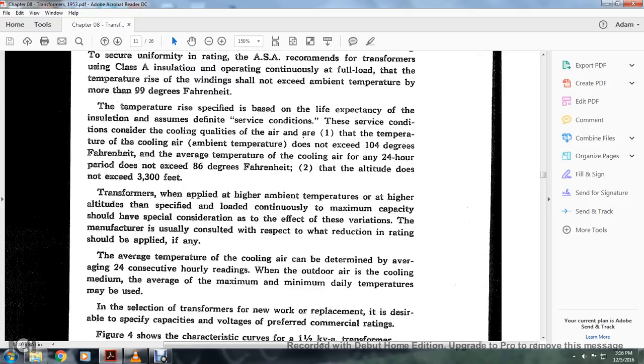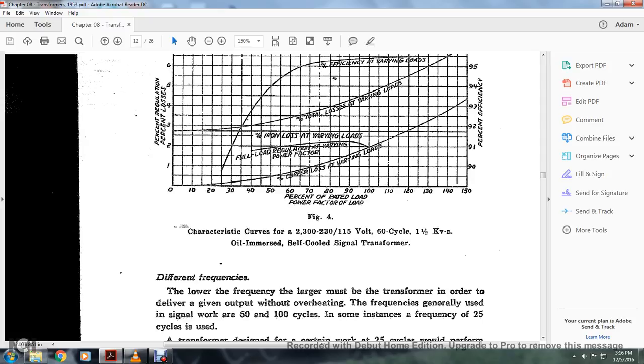shows the characteristic curve of a 1.5 kilovolt-ampere transformer. Figure 4 shows the characteristic curve from 2300 volts to 230 volts of a 115 volt, 60 cycle, 1.5 kilovolt-ampere oil-immersed self-cooled signaling transformer. You have your percent efficiency, your percent rated load at the power factor, your percent regulation and percent losses, with the copper loss at varying loads, full load regulation at varying power factor, percentage of the loss at varying loads, percent of the total loss at varying loads, and efficiency percentage at varying loads.